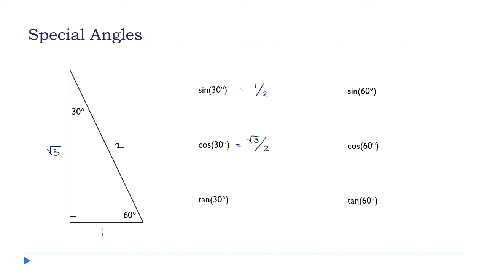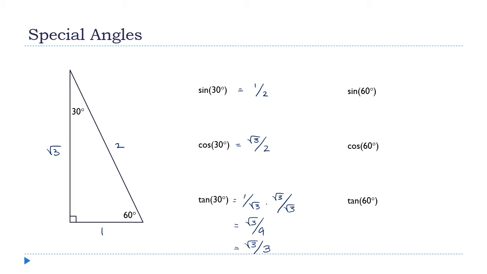And the tangent is opposite over adjacent. That's 1 divided by the square root of 3. And again, I'm going to rationalize this. I'll multiply the top and bottom by the square root of 3. And this is the square root of 3 over 9, which is the square root of 3 over 3. Okay, now just for practice, try walking through the same reasoning and see if you can get the 3 values for a 60-degree angle.